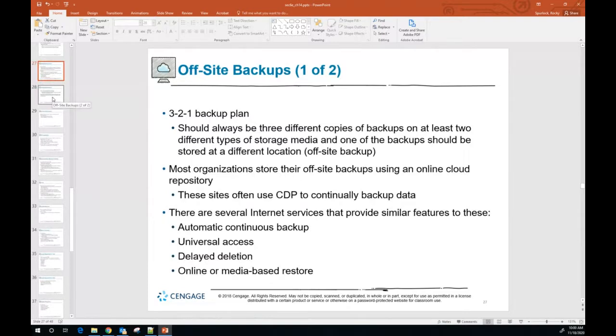3-2-1 backup plan. This says that there should always be 3 different copies of backups on at least 2 different types of storage media, and one of the backups should be stored at a different location. That's your off-site backup. Now, most of the off-site backups are using an online cloud repository. That's where most organizations are storing their off-sites. That's something that can be used to continuously back up the data.